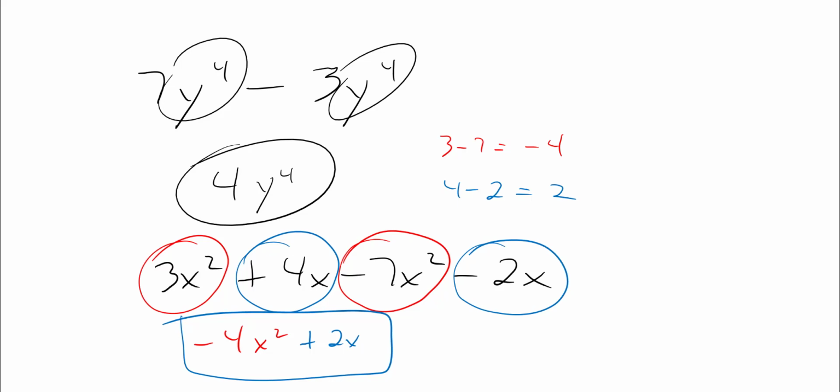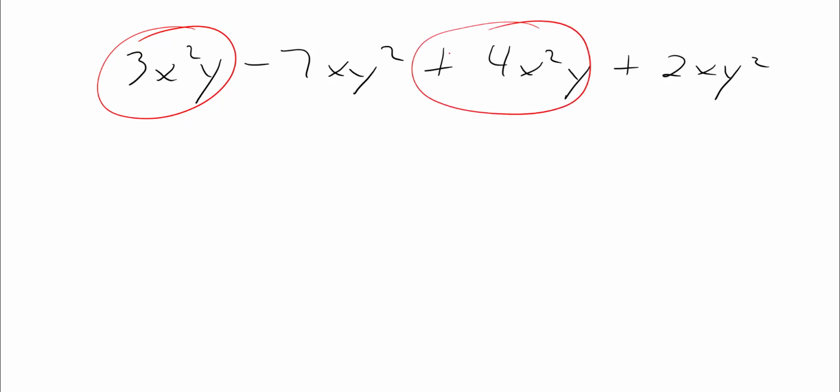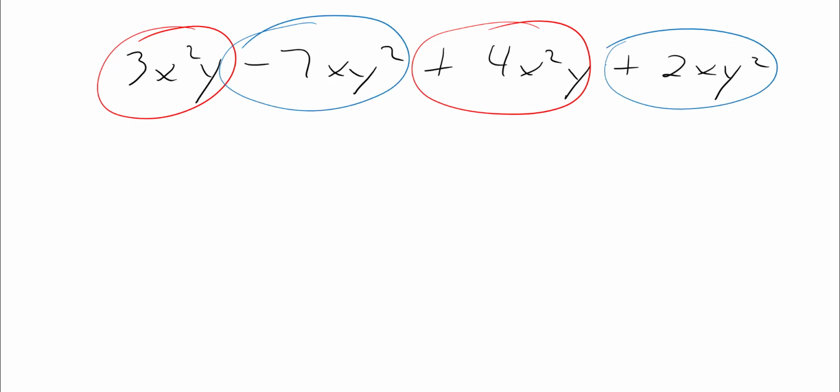So if I had other variables, let's say I had 3x squared y minus 7xy squared plus 4x squared y plus 2xy squared. So you should look to see what's the same, okay? And if you do it, you see, oh, I've got an x squared y, and I have an x squared y. And then you look at the other one, oh, I have a negative 7xy squared and a 2xy squared. So those are the same.